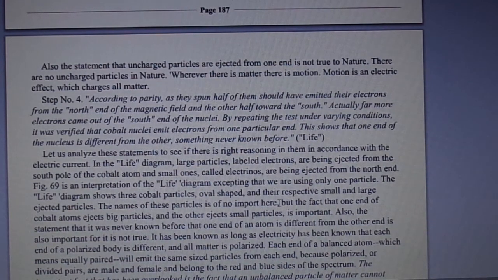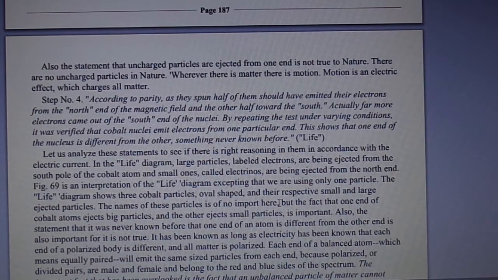Step number 4, according to parity, as they spun, half of them should have emitted their electrons from the north end of the magnetic field and the other half toward the south. Actually, far more electrons came out of the south end of the nuclei. By repeating the test under varying conditions, it was verified that cobalt nuclei emit electrons from one particular end. This shows that one end of the nucleus is different from the other, something never known before.